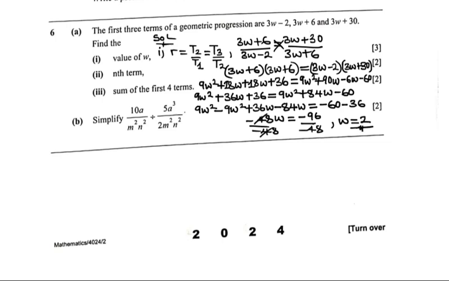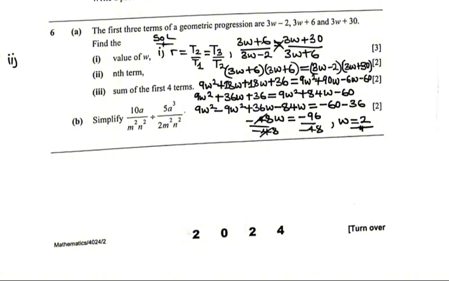So this is the solution for the first part, which is 6a Roman numeral 1, finding the value of w. We now go to 6a Roman numeral 2, which is the nth term. To get the nth term, first of all, let's get the actual terms that we are dealing with using the expressions 3w minus 2, 3w plus 6, and 3w plus 30.